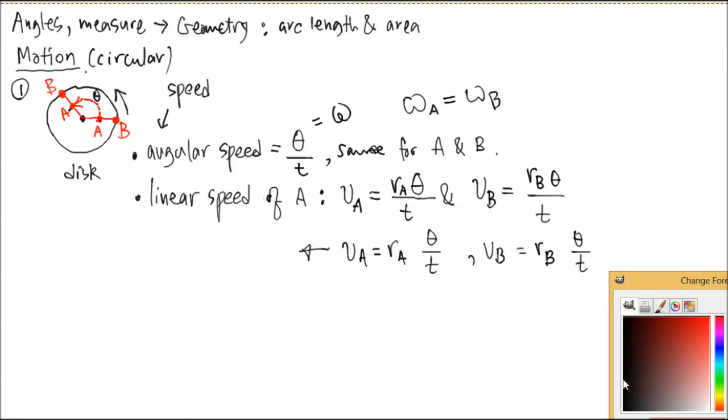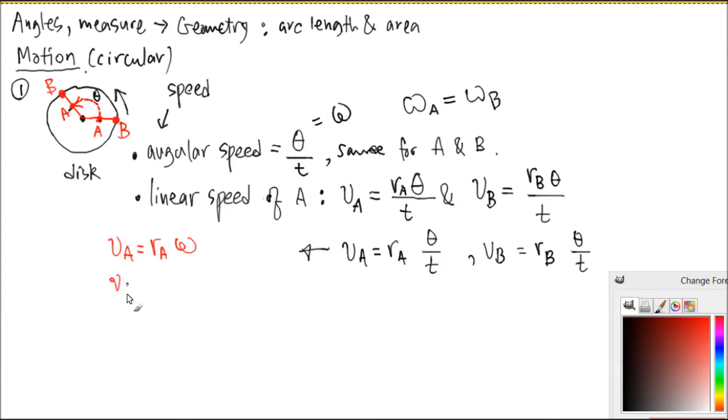What's that? Right, W, better known as omega. So V_A is now, radius times what? Omega. Angular speed times the radius of the moving object gives you what? Linear speed. Angular speed times radius gives linear speed. And this is the idea.